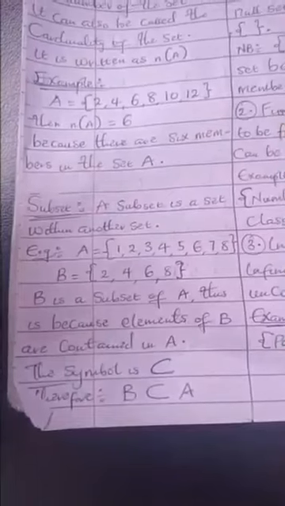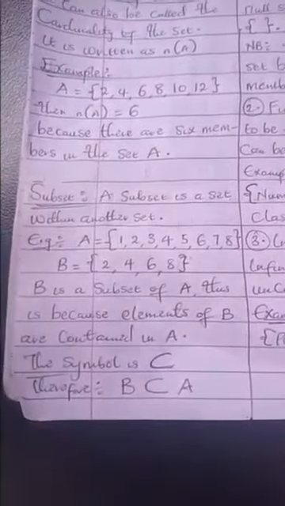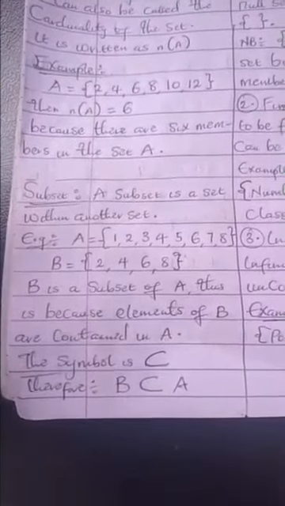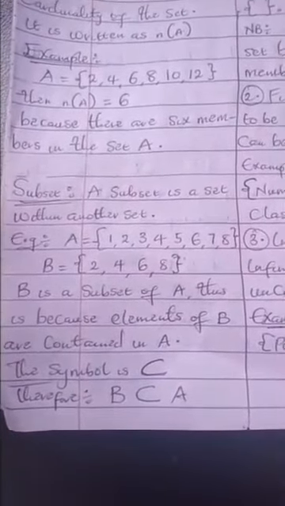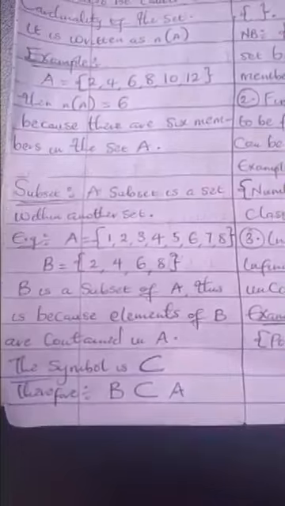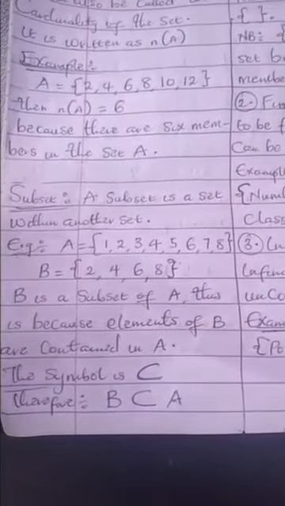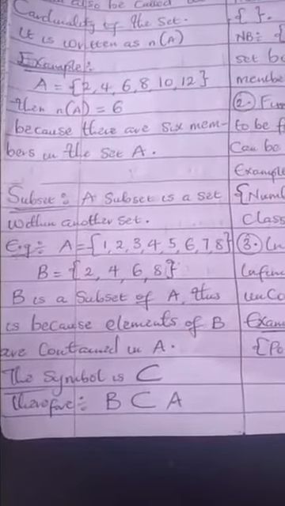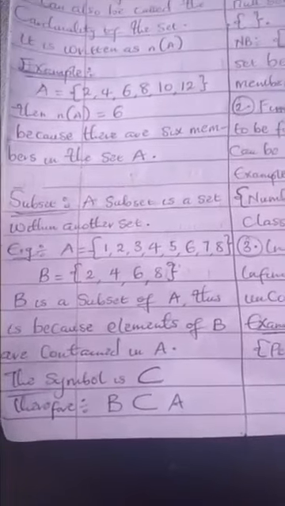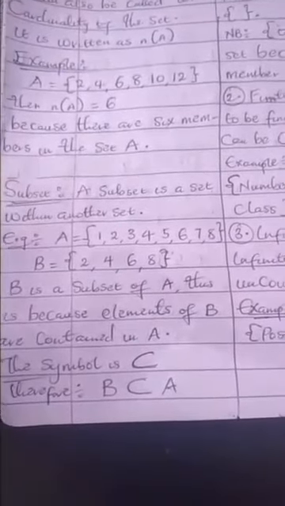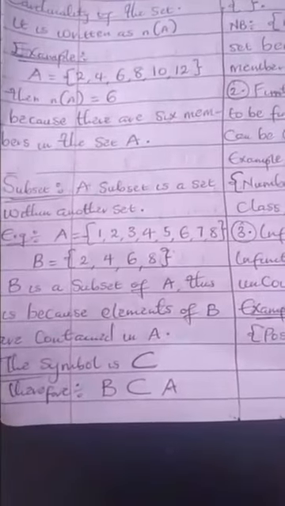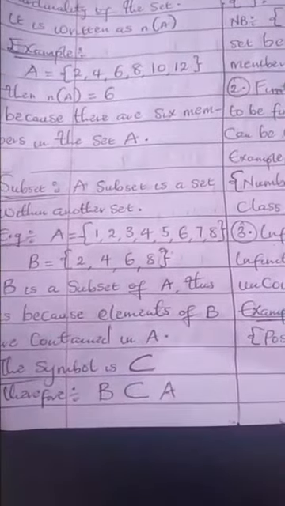So now for you to know a subset, it's the symbol this. It looks like a C, but it's not actually a C. Now B is a subset of A. Like I said, with sets you don't write in the English language. This is how to write if you want to say B is a subset of A. Instead of writing B is a subset of A, you write B, you put the symbol and you write A. It means B is a subset of A.